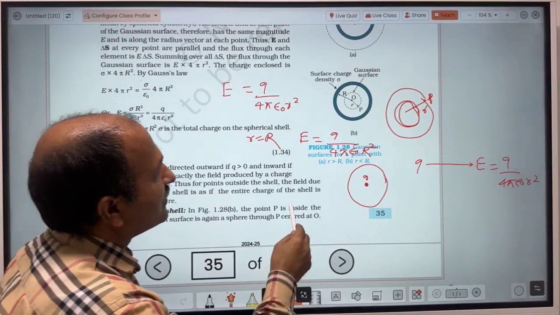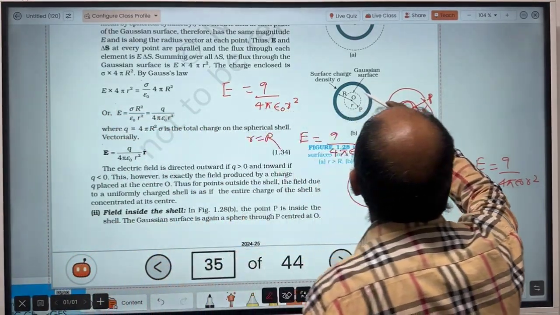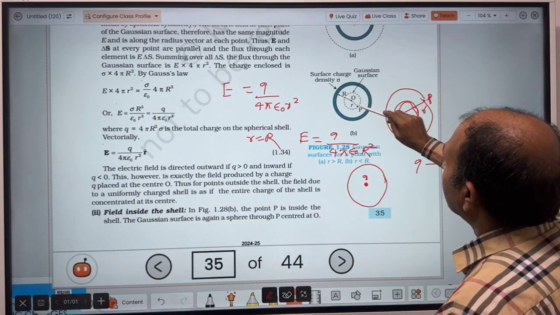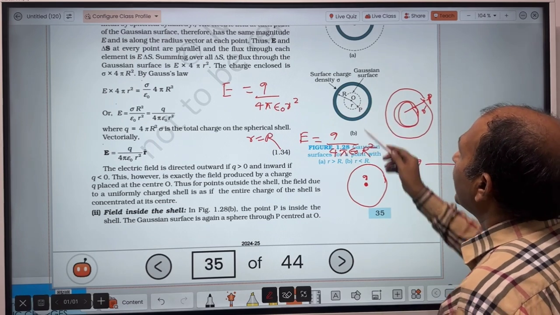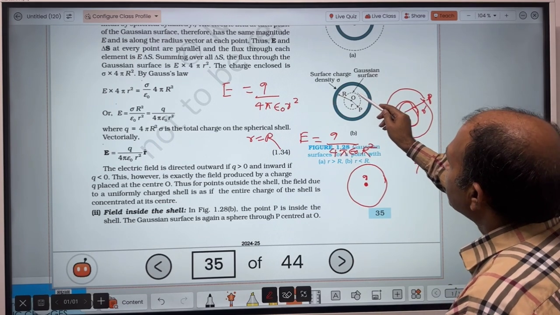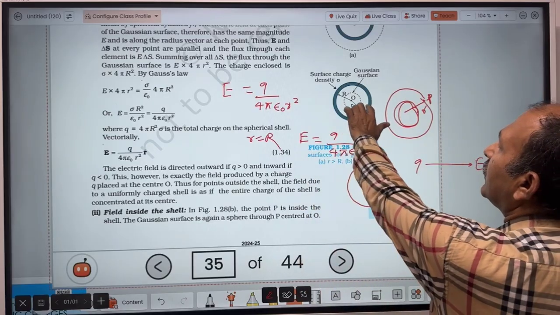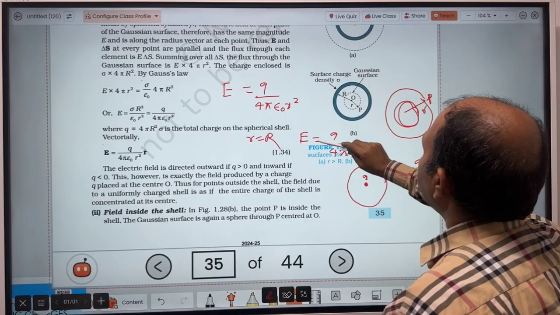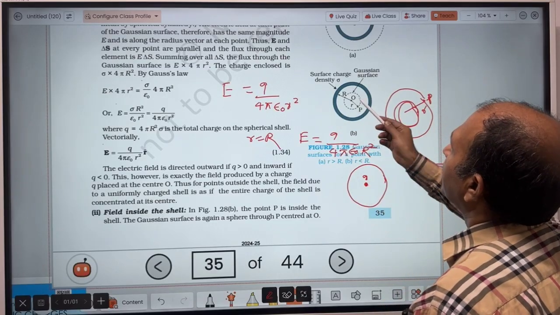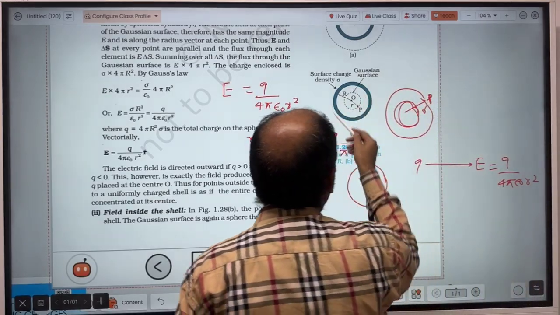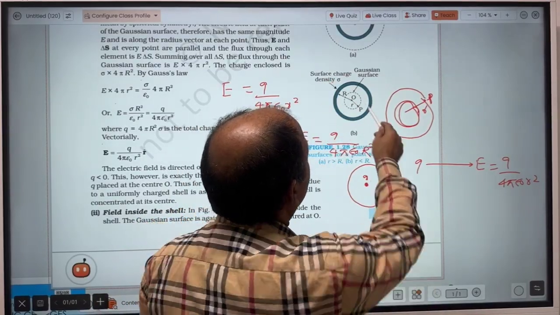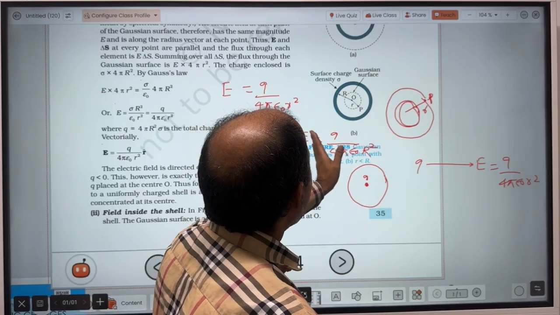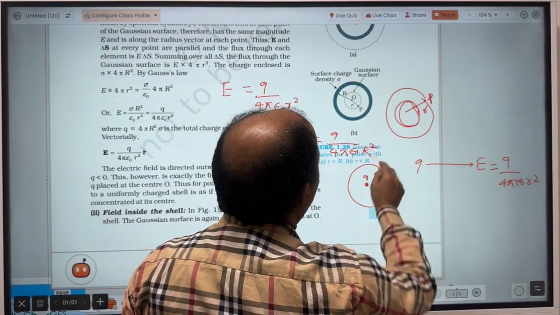Now suppose we consider any point inside this surface where charge is distributed. So what do we get? Suppose we are here at point P and the charge is outside. If we consider a Gaussian surface here, it will enclose no charge. So in that case, this relation, E equal to Q upon 4 pi epsilon naught R square, will become 0. So inside this surface, the electric field is 0. At the surface, the electric field is this, and outside the surface, the electric field will vary with small r.